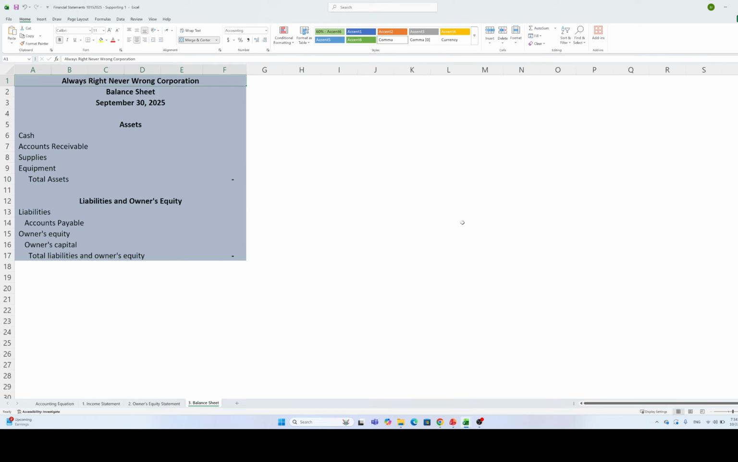It starts with the name of the company, followed by what this report is for, and then the date. If you remember from the case study, the name of the company is Always Right, Never Wrong Corporation. Then balance sheet and the date, September 30, 2025. Then it starts with a title of classification, and we start with assets. Under the assets we write cash, accounts receivable, supplies, equipment, and then total assets.